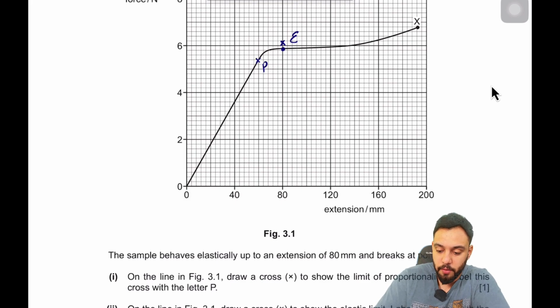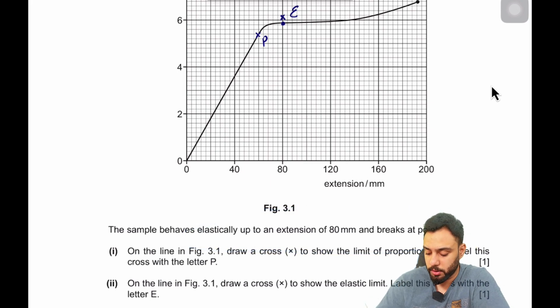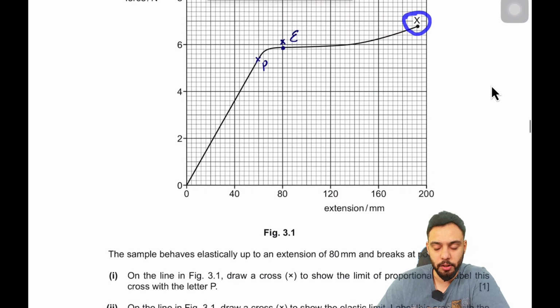Because the graph is turning over here, it's not a straight line, so the directly proportional relationship is going to end at this point P. At point E, they have already told you that the elastic limit is going to be reached. So it behaves elastically till 80, and after that, definitely it's not going to behave elastically, and eventually at X, it's going to be the breaking point.